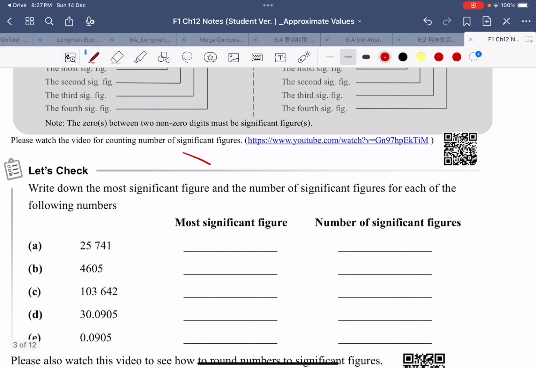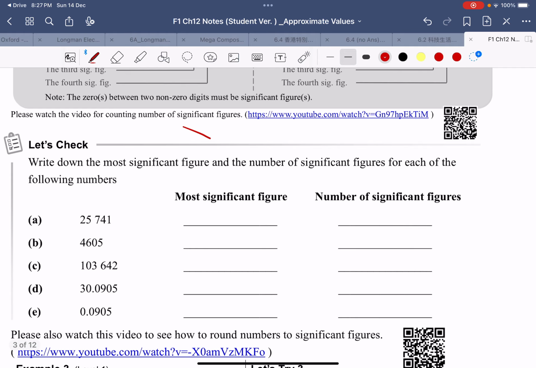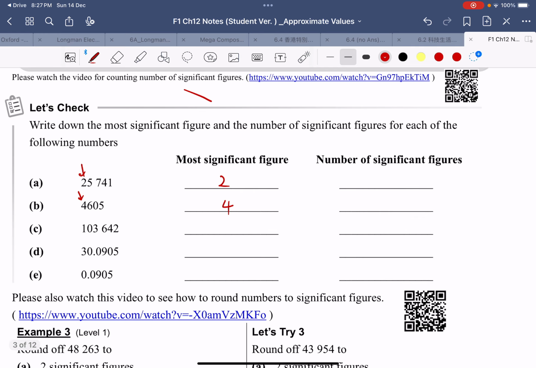Okay, let's check your understanding first. The most significant figure for part A, of course, is the leftmost. It is 2. For this one, of course, we can go on. 1, 3. The first non-zero is 9 here. So it is 9.